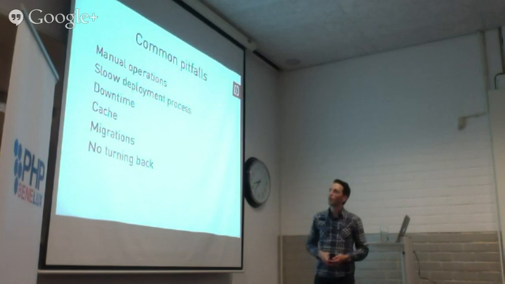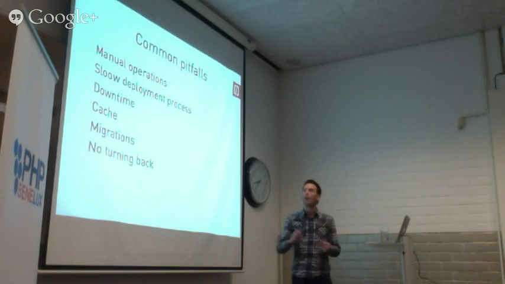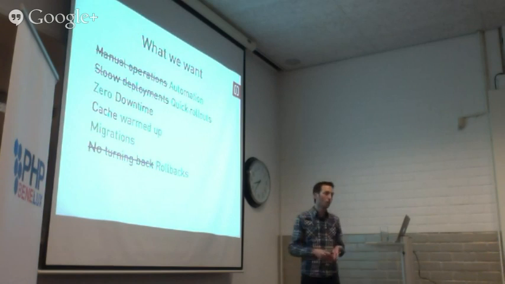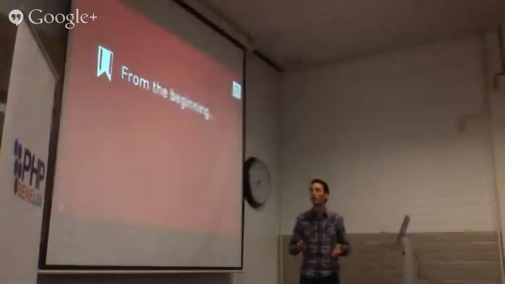So these are the common pitfalls. This is what we don't want, and this is what we do want. We want automation, quick rollouts, zero downtime, the cache must be warmed up, we want to run migrations, and we want to have rollbacks for when something goes wrong.